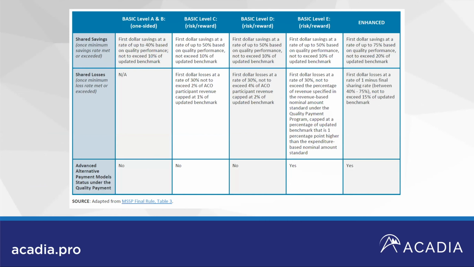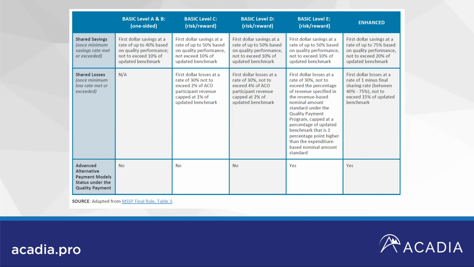So with the MSSP, Medicare Shared Savings Program, you go through these levels. A to B is no risk. You move from A to B. If, for those not familiar with the alphabet, you move from A to B to C to D, but each has an increasing amount of risk that you take with a corresponding increase in rewards. So math is not my strength, but I'm going to walk you through basic level C to give you a quick understanding. First dollar savings at a rate of up to 50%.